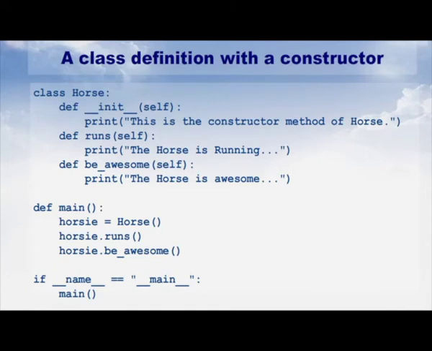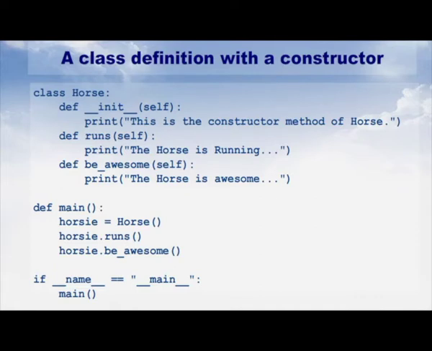Now, if we add the init method to our horse program and run the code, the output will appear as shown in the figure. Now, let us make a small modification to the program as shown in the figure. What we are going to do is send a string argument to the constructor method.